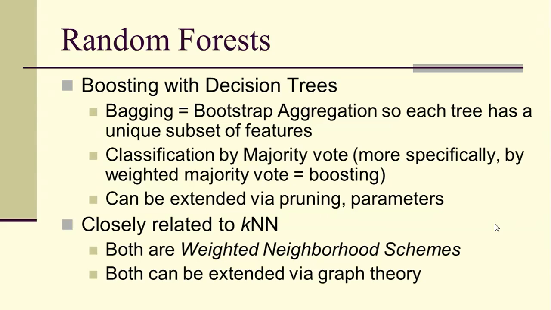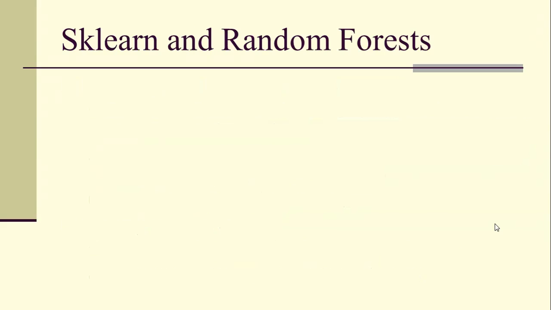Now, you can actually show that random forests, not decision trees themselves, but random forests collectively, are closely related to k-nearest neighbor networks. They both are what are called weighted neighborhood schemes. And so you can think of random forests as not only a successor to decision trees, but also a successor to k-nearest neighbor networks. And both can be extended using graph theory. So the random forest occupies a central position in the course for us.